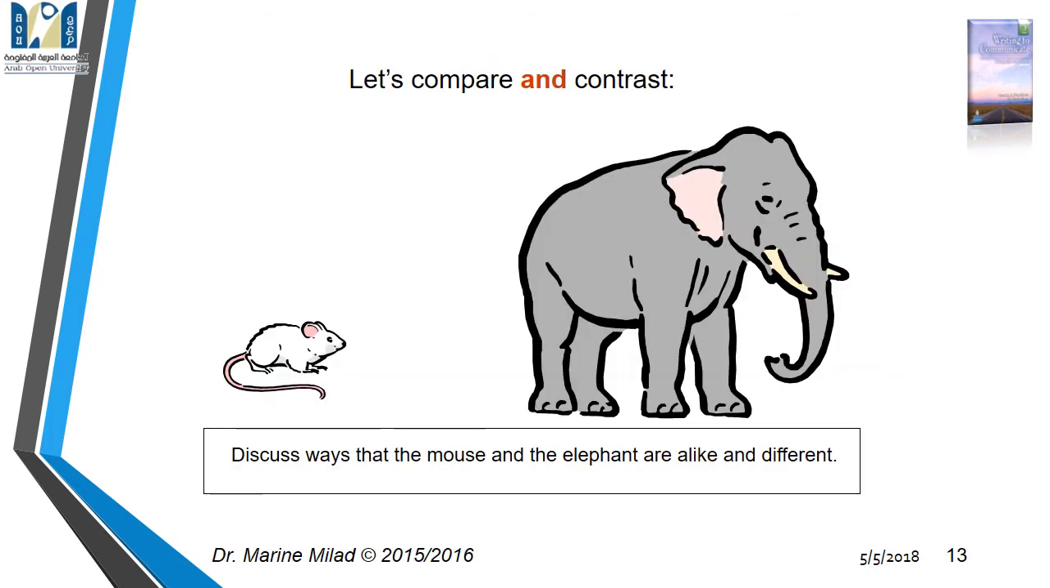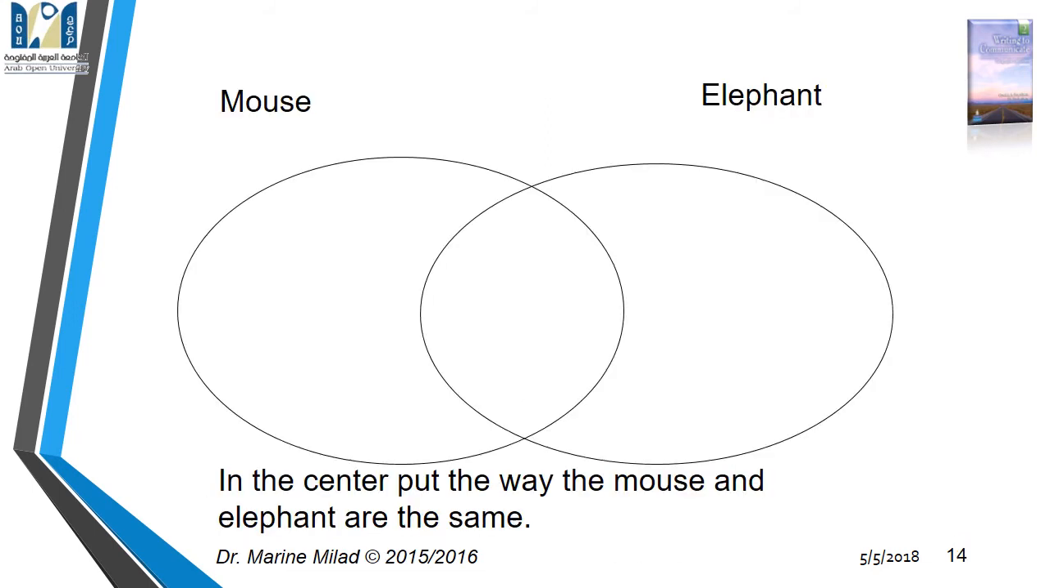Let's compare and contrast here. Compare and contrast. Tell me the similarities and differences. Discuss ways that the mouse and the elephant are alike and different, right? Next, we will put them in a Venn diagram. Let's see. This is just to make it simple for you.